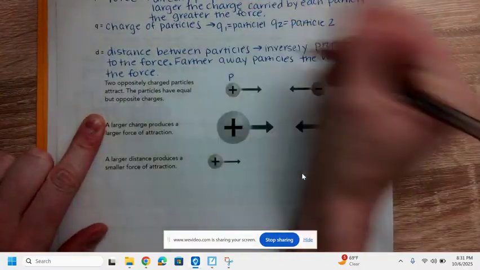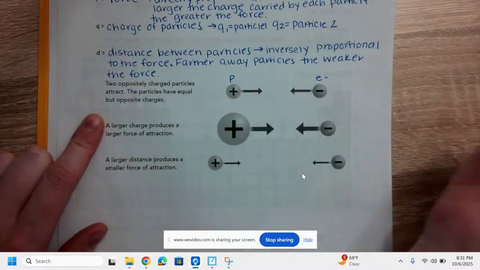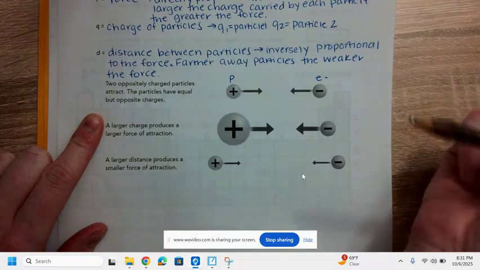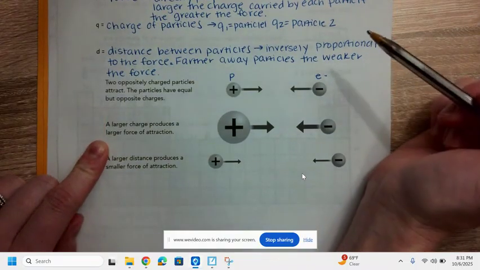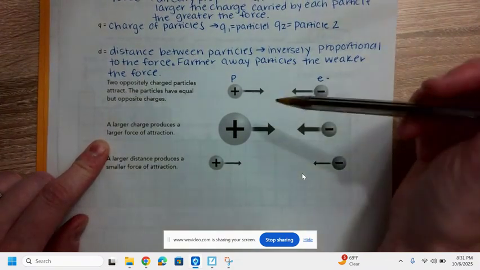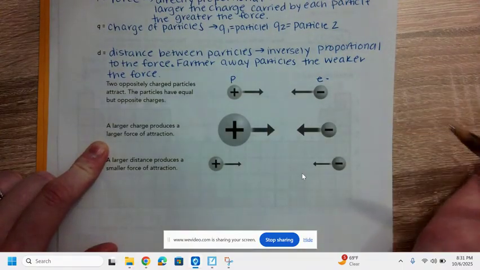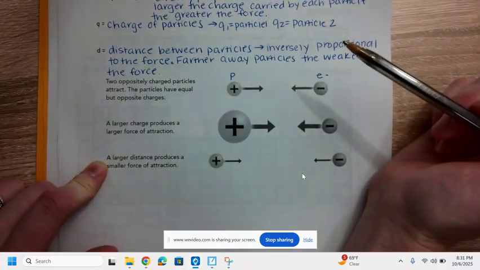You can think about this as a proton and this is an electron. Protons are positive, electrons are negative. Remember, opposite charges are going to attract to one another. A larger charge is going to create a larger force of attraction. So the more protons you have, the more it's going to attract a negative electron. That means it's directly proportional.